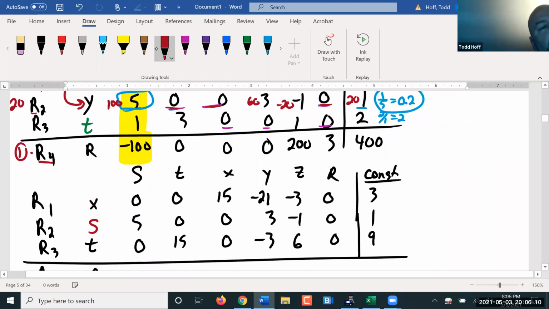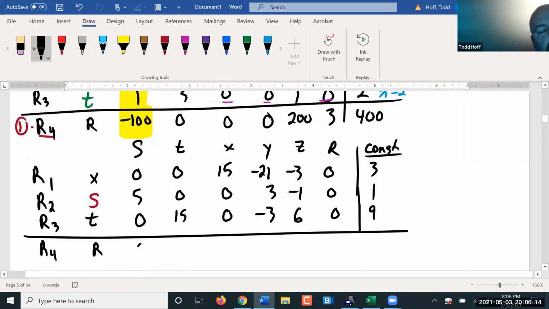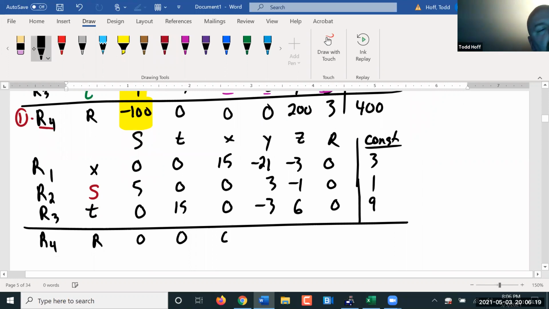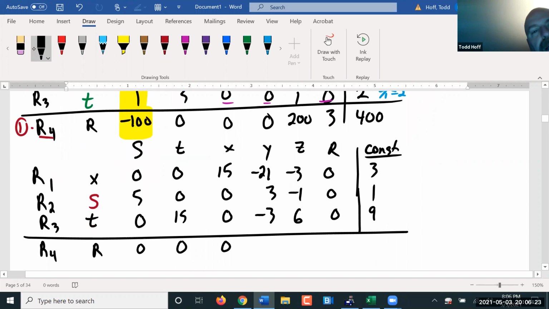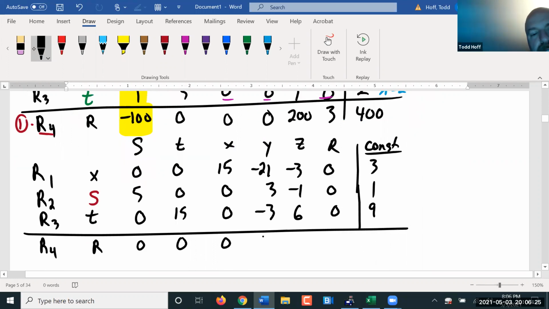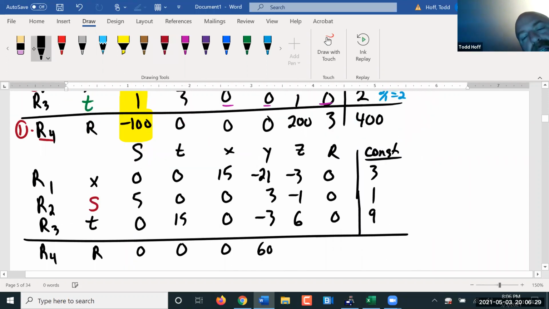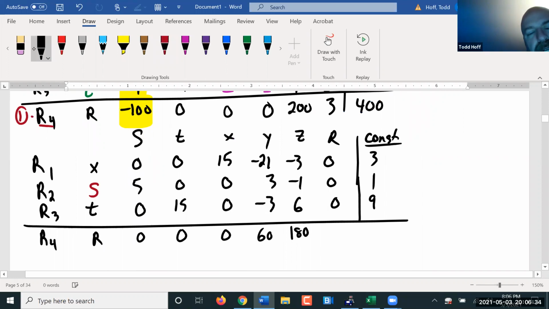And let's combine those two rows. 100 plus negative 100 is 0. 0 plus 0 is 0 for both of the next two columns. I'm sorry, 60 plus 0 is 60. Negative 20 plus 200 is 180.